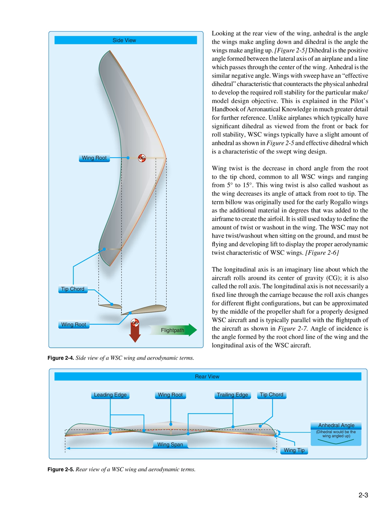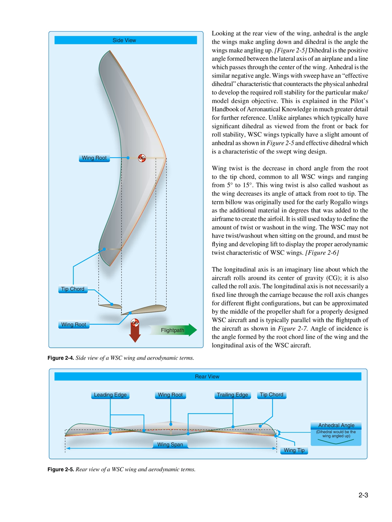Unlike airplanes which typically have significant dihedral as viewed from the front or back for roll stability, WSC wings typically have a slight amount of anhedral as shown in Figure 2.5 and effective dihedral, which is a characteristic of the swept wing design. Wing twist is the decrease in chord angle from the root to the tip chord, common to all WSC wings and ranging from 5 degrees to 15 degrees. This wing twist is also called washout as the wing decreases its angle of attack from root to tip.